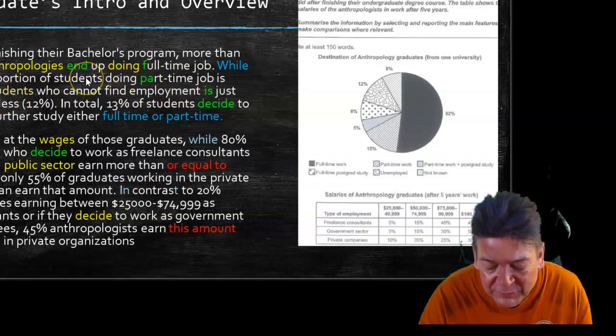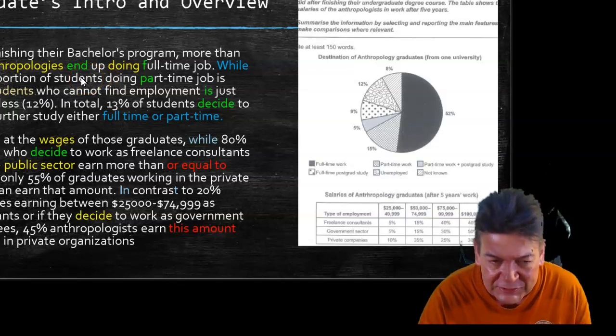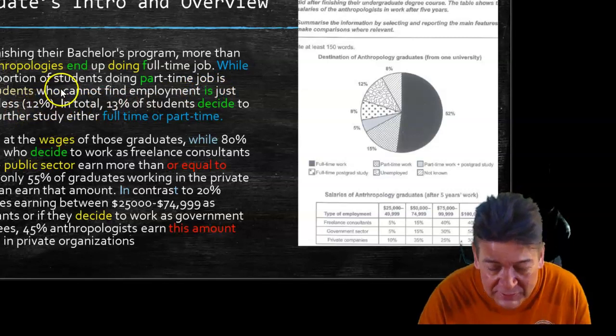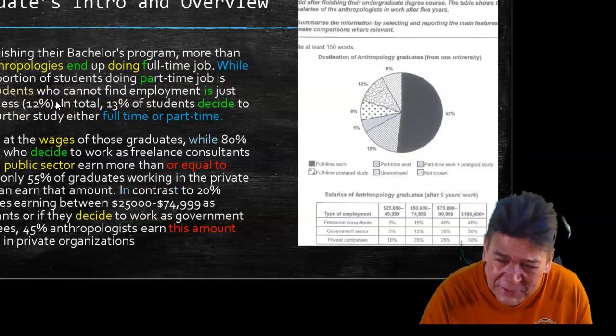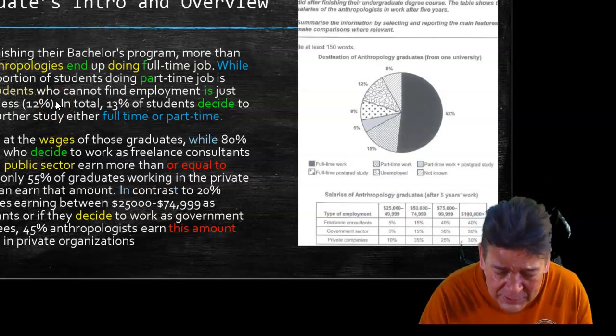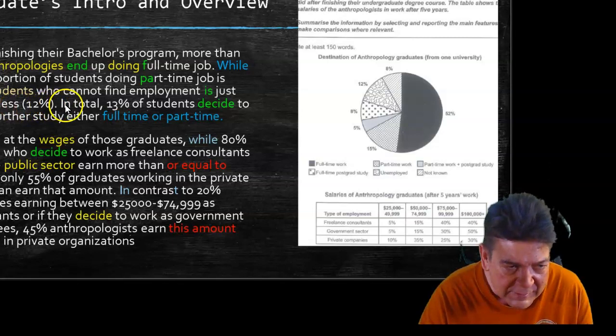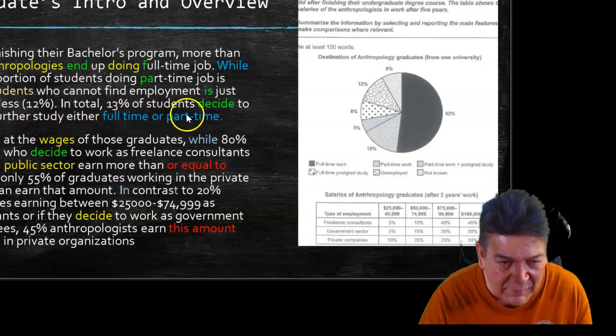You don't have to paraphrase so much once you're out of the introduction. It's only in the introduction that it's really critical. Here you just call them unemployed. Is just slightly less. No, 3%. Just slightly less? 15 to 12. Well, that's 3%. That's 1/5 of the total. Anyway, in total, 13% of students, again, they're not students, decided, did they decide? To go for further study, either full-time or part-time. Really?